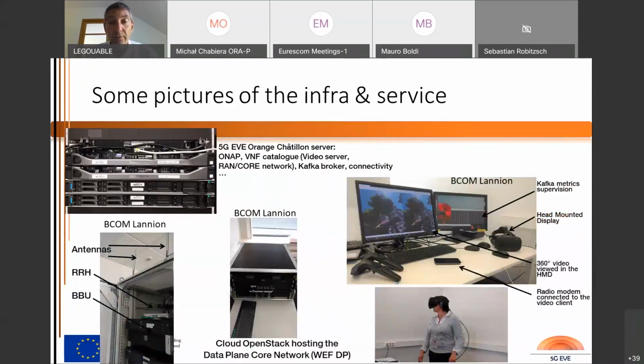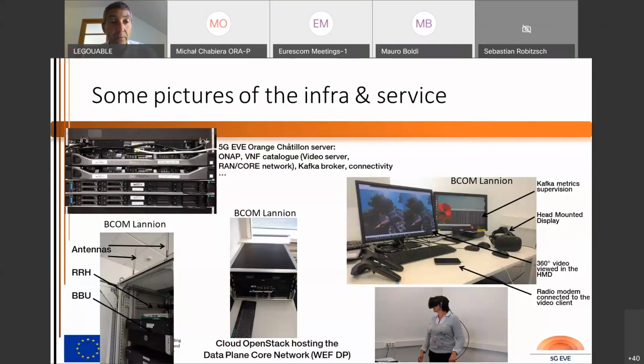So just to have a look at the different equipment that we put in place in this infrastructure. On the top left, we have the 5G Eve servers that are located in Châtillon, where we can have the ONAP orchestration. We also have the different VNFs that are hosted in this server. And we have also implemented what we call the Kafka broker. The Kafka broker is the tool where the KPIs are collected and then pushed to the portal. The objective is to have one Kafka broker for the overall French site facility in order to have a single interface with the portal, and also to ensure the connectivity with the other sites.